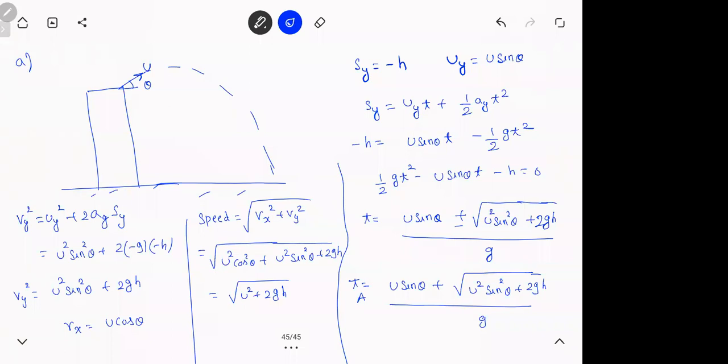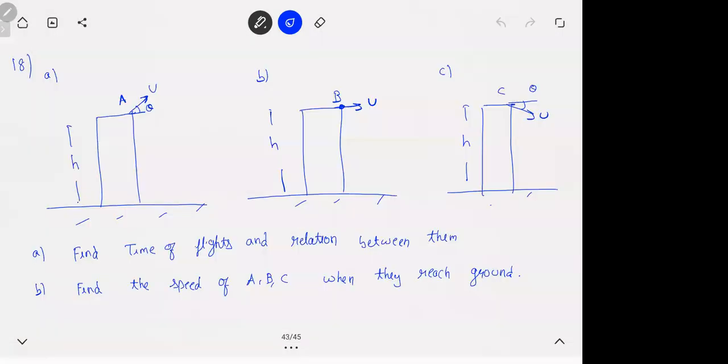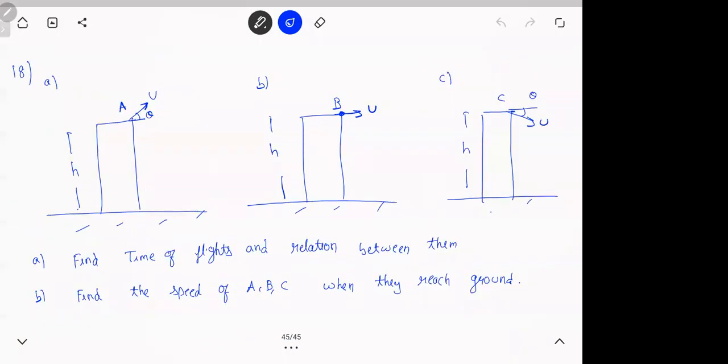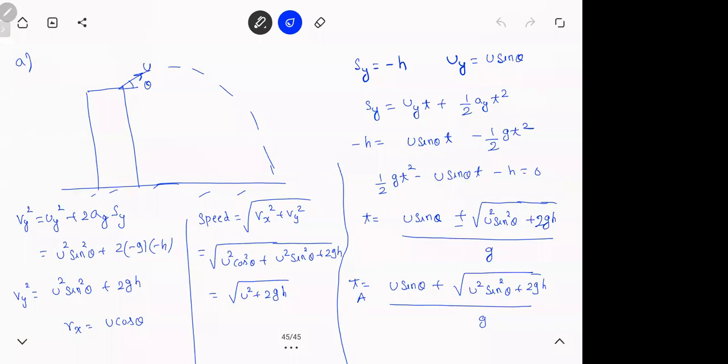You have to find Vy separately, Vx separately, and then square them and add them. Velocity vector will be Vx i cap and Vy j cap. You're asking for speed, so square them and add them. This problem is exactly this one. सिर्फ इतना ही difference था. U is 20 root 2 and theta is 45. H is minus 20. Have a look at this. Ask me if there's any doubt in this thing.